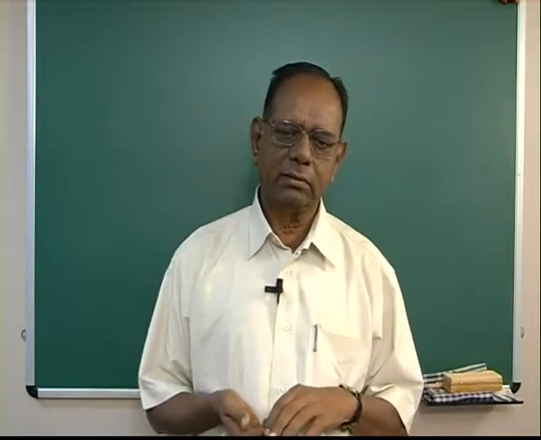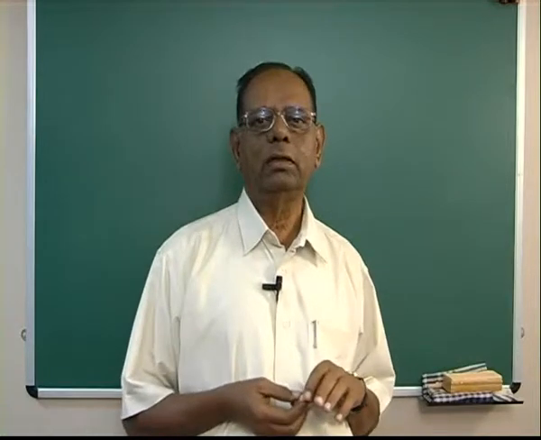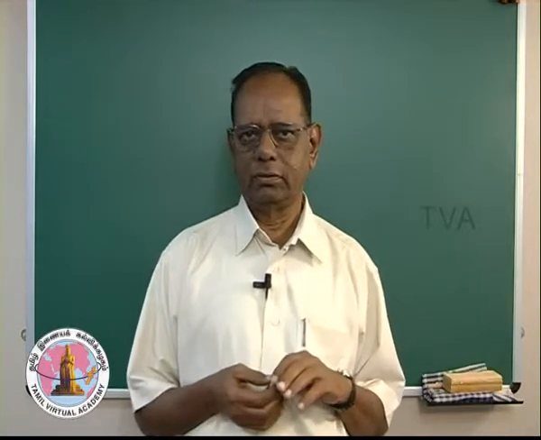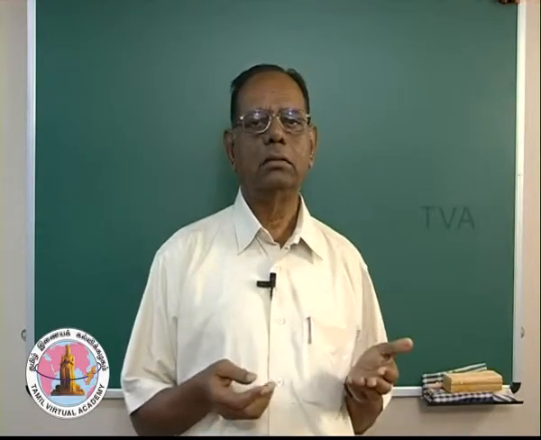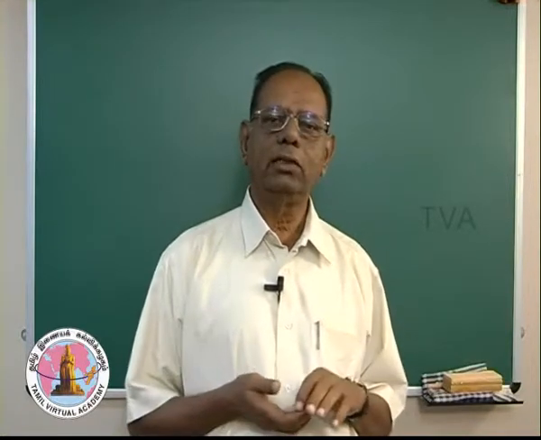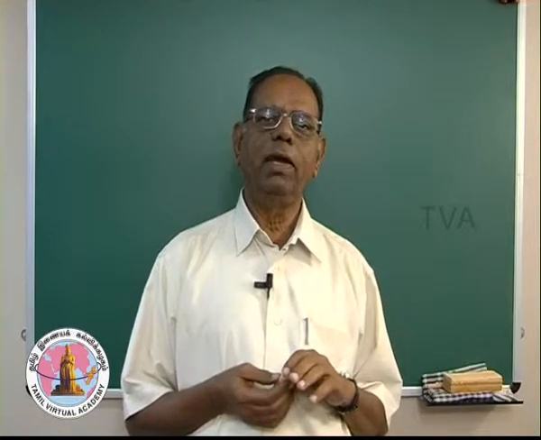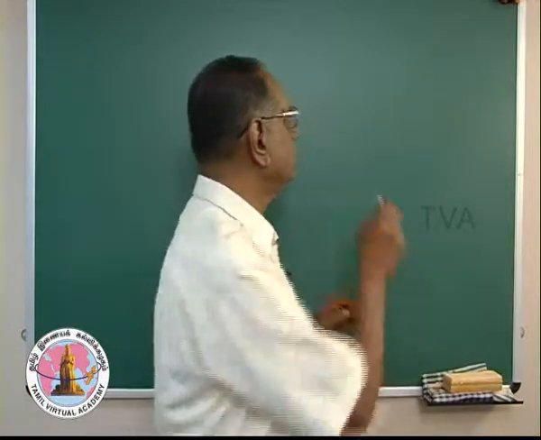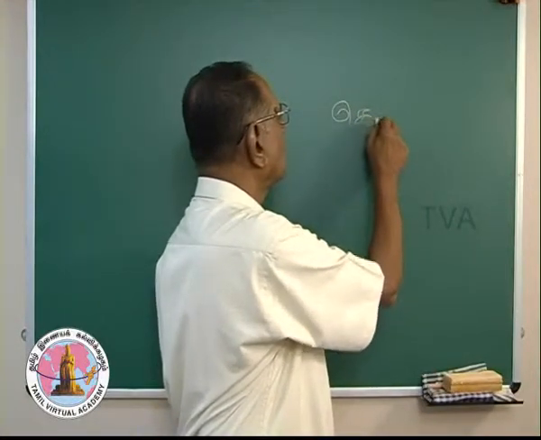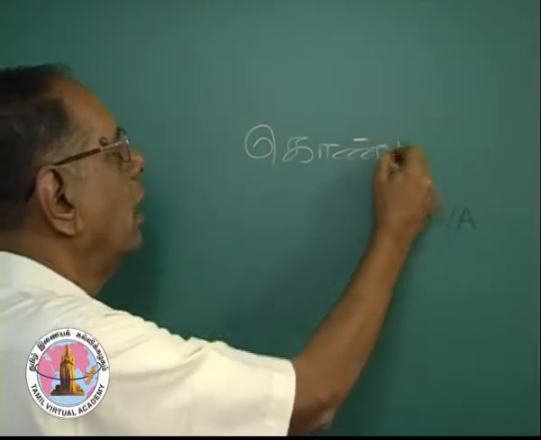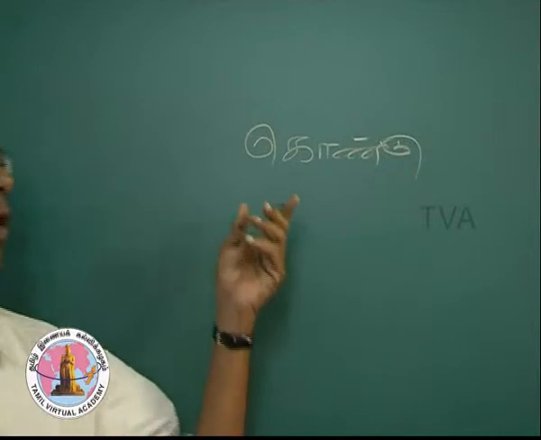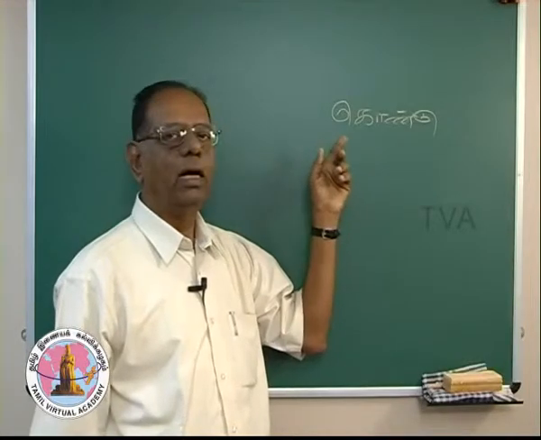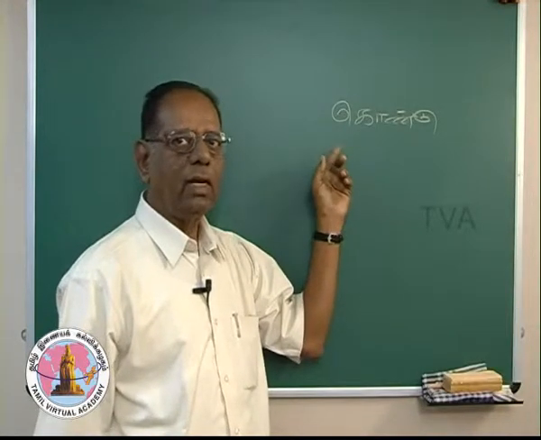In the last class, I hope you remember, we did see the continuous form of verbs. To get a continuous form, we made use of a suffix, and the suffix was kondu. When you add these two, that particular verb becomes a continuous one.